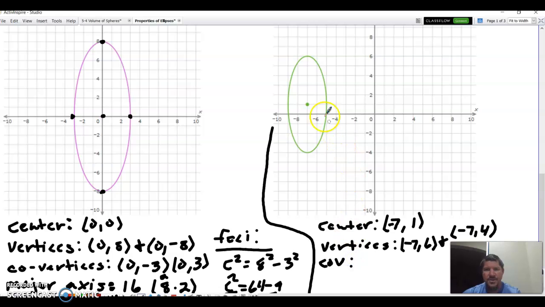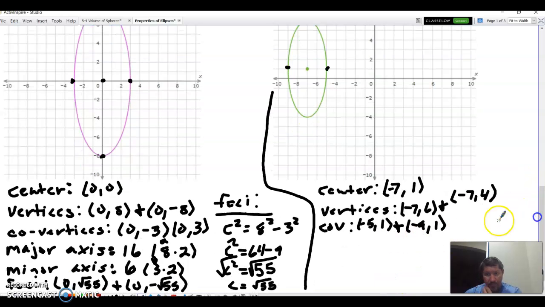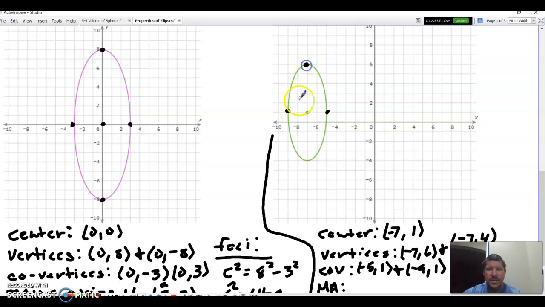The co-vertices are going to be at, that's going to be here and here, so that's going to be (negative 5, 1) and (negative 9, 1). So the major axis is going to have a length, and if you wanted to, you could just count it from here to here. So that's 1, 2, 3, 4, 5, 6, 7, 8, 9, 10.